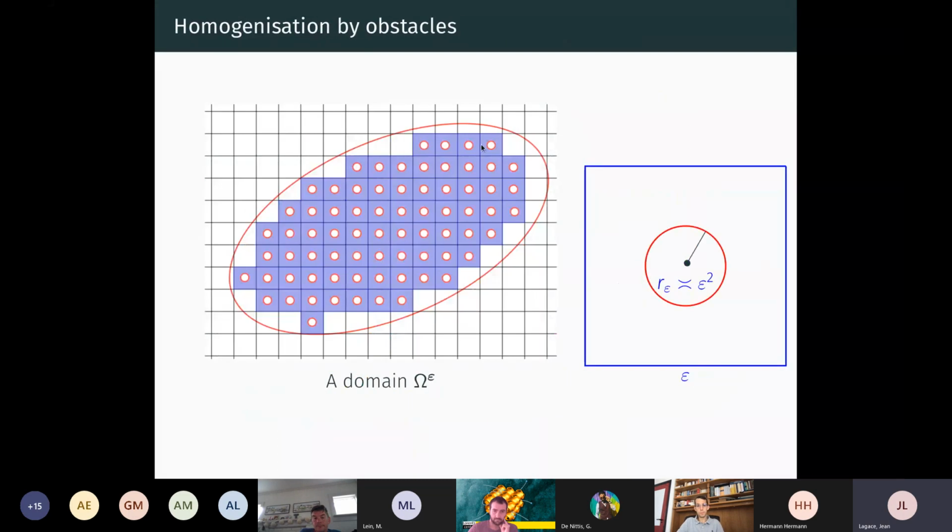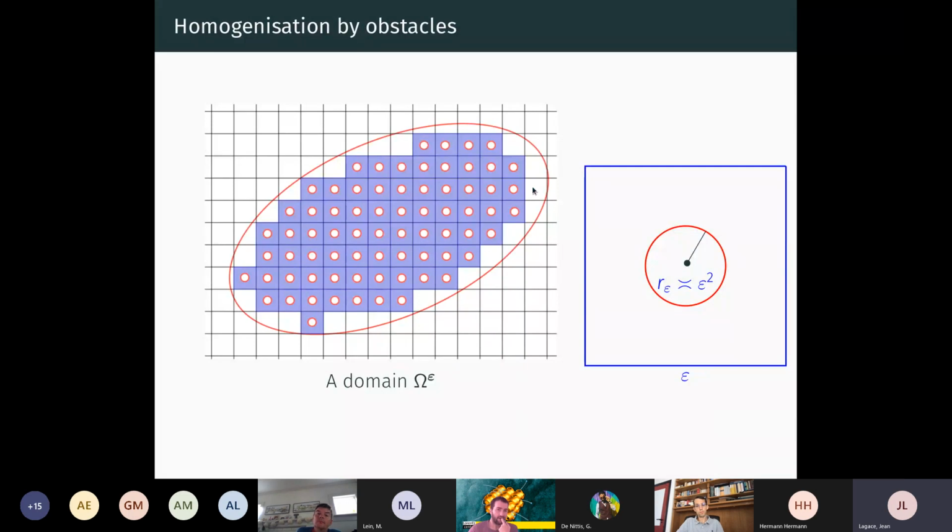So here is an example of homogenization by obstacles. If I start with my original domain, which is the boundary ellipse here, I could put many small holes, each at a distance epsilon from each other. Those holes, say here, would have a radius of about epsilon squared. And as epsilon goes to 0, I will cover more and more of this ellipse, and the holes will be smaller and smaller, closer and closer together.